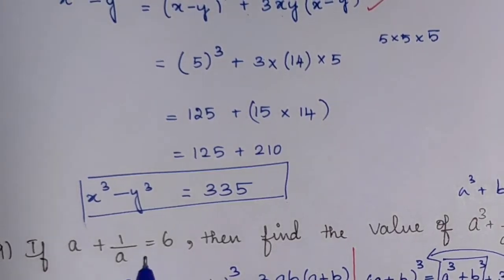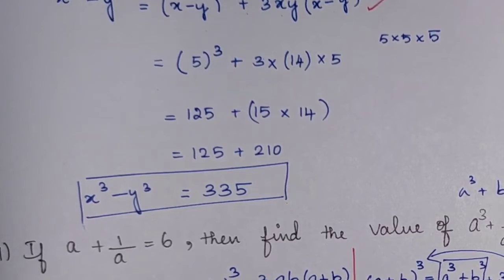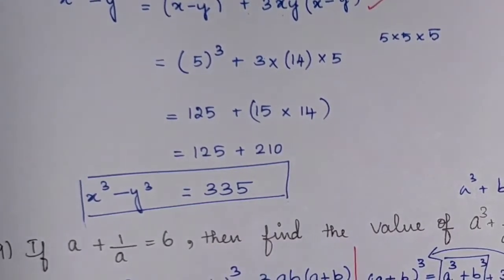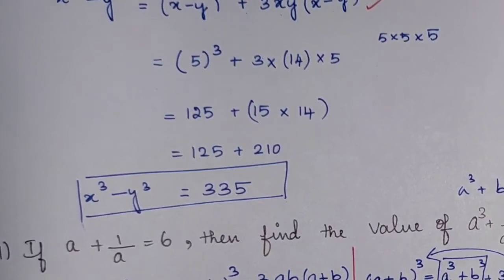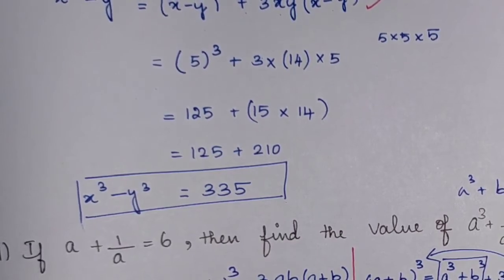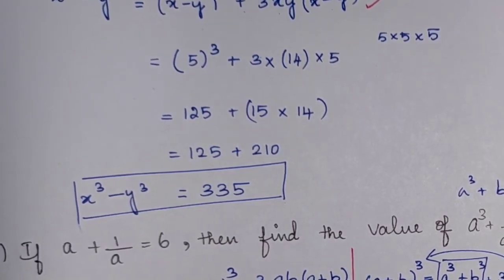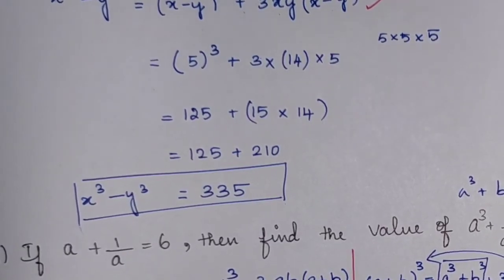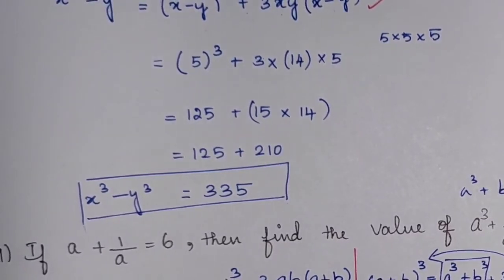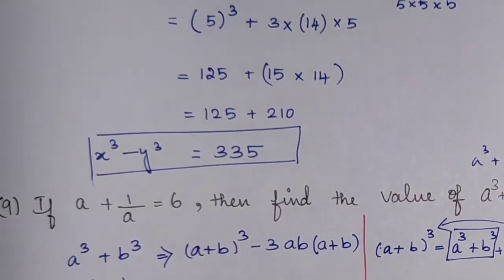a plus 1 by a is already given in the question, so 6 cube minus 3 into 1, a plus 1 by a is given in the question, that is 6. So 6 cube, 6 into 6 into 6, 6 6s are 36, 36 into 6 will be 216, minus 3 into 6 will be 18. So subtract this to get 198. Therefore a cube plus 1 by a cube is equal to 198.